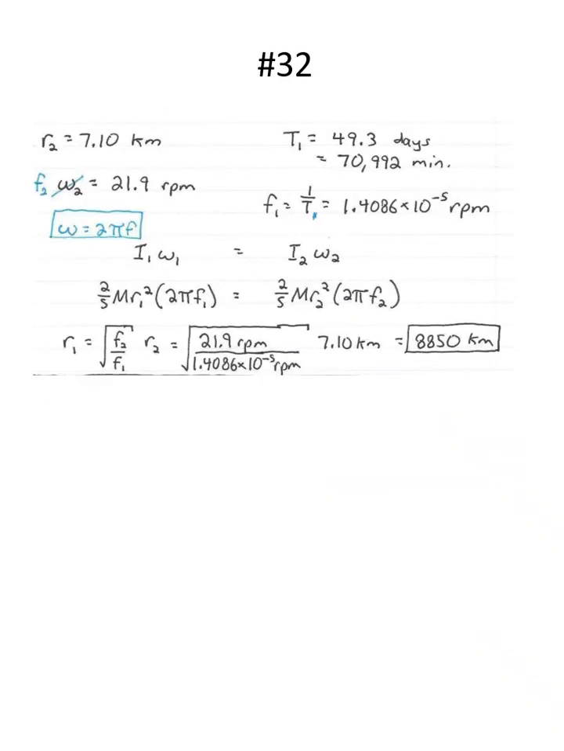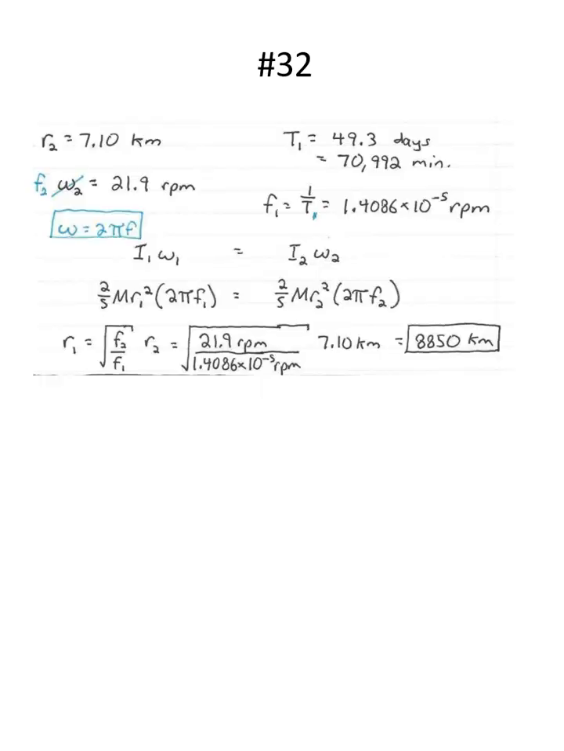Number 32. This comes off of example 11.2. Astronomers observe a neutron star of radius 7.1 kilometers and determine it's rotating at 21.9 RPM. If the stellar core that collapsed to form the neutron star was originally rotating with a period of 49.3 days, what was its radius? All right, so this is very similar to the previous problem.